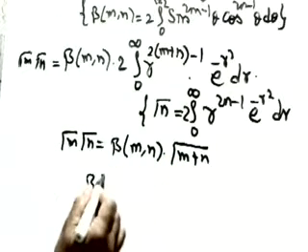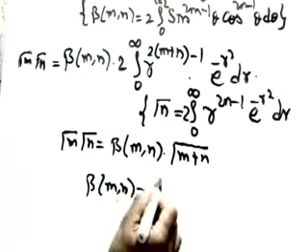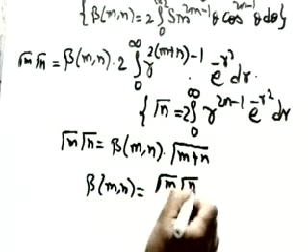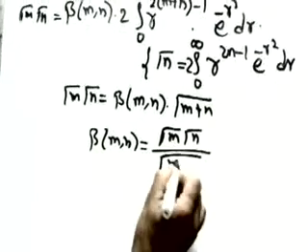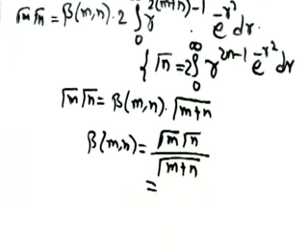Now the last step, you bring this here. Therefore, what is left here? Beta of m comma n equals gamma of m into gamma of n by gamma of m plus n. So this proof is very important. We practice this one.